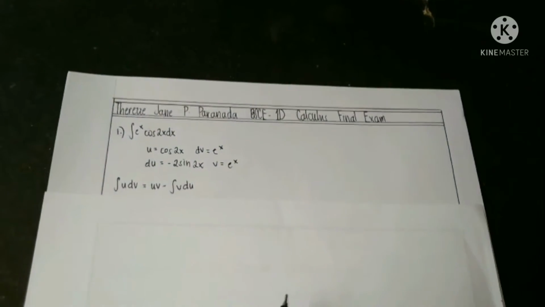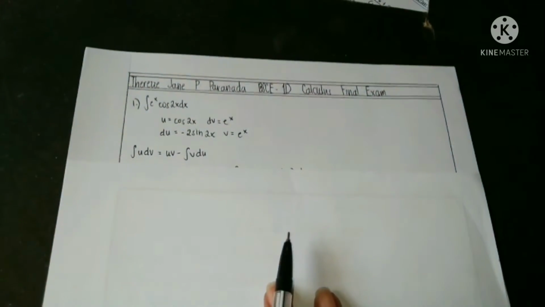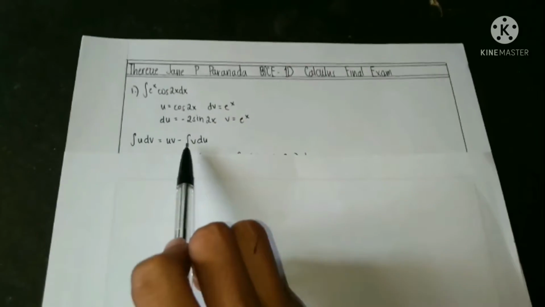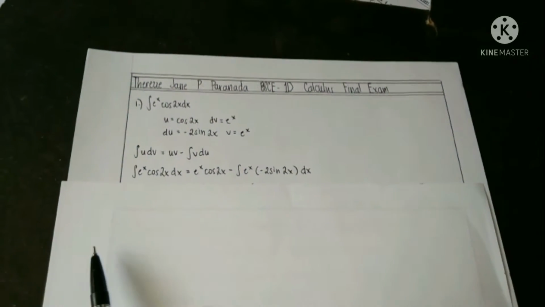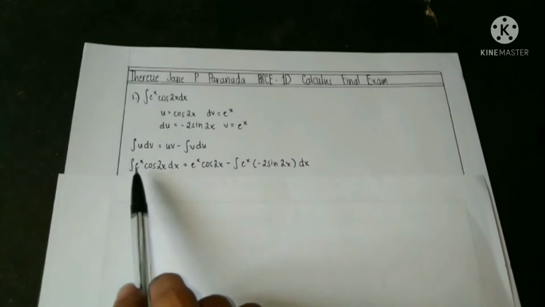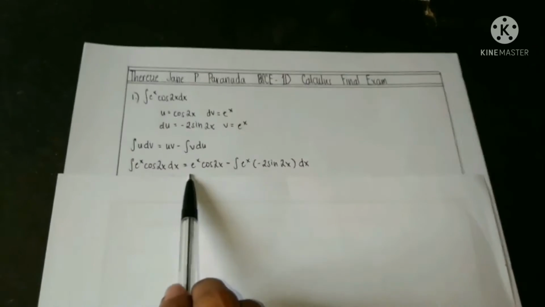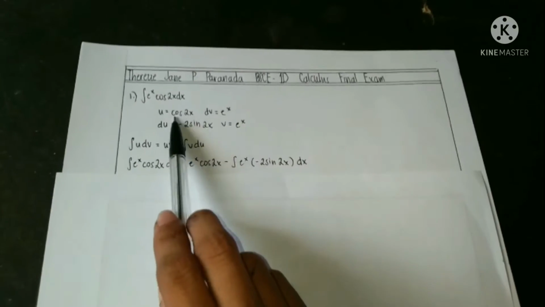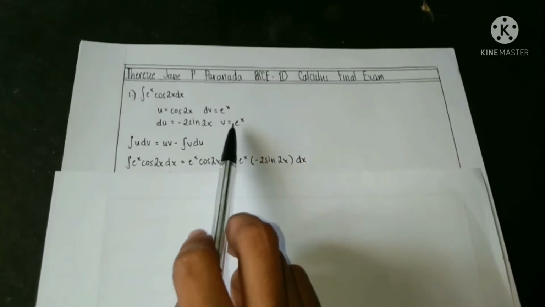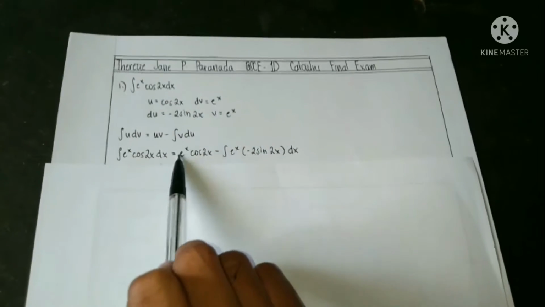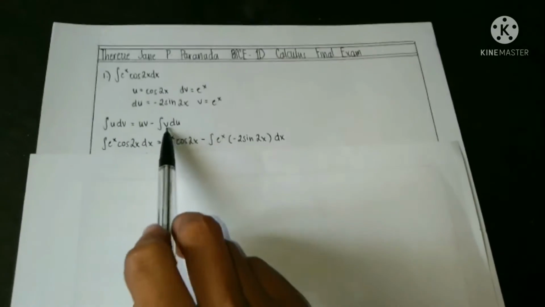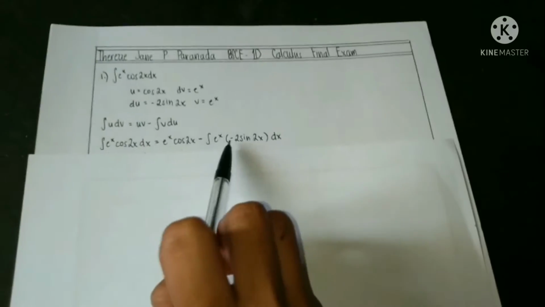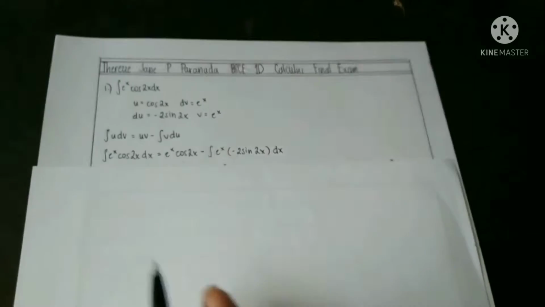to x. So by this, we are going to apply the formula, which is the integral of u dv is equal to uv minus the integral of v du. So our u dv is this, which is the integral of e raised to x cosine 2x dx is equal to u times v, rather, which is u is cosine 2x multiplied with v, which is e raised to x, is equal to e raised to x cosine 2x minus the integral of v du, which is e raised to x, and our du is negative 2 sine 2x dx.